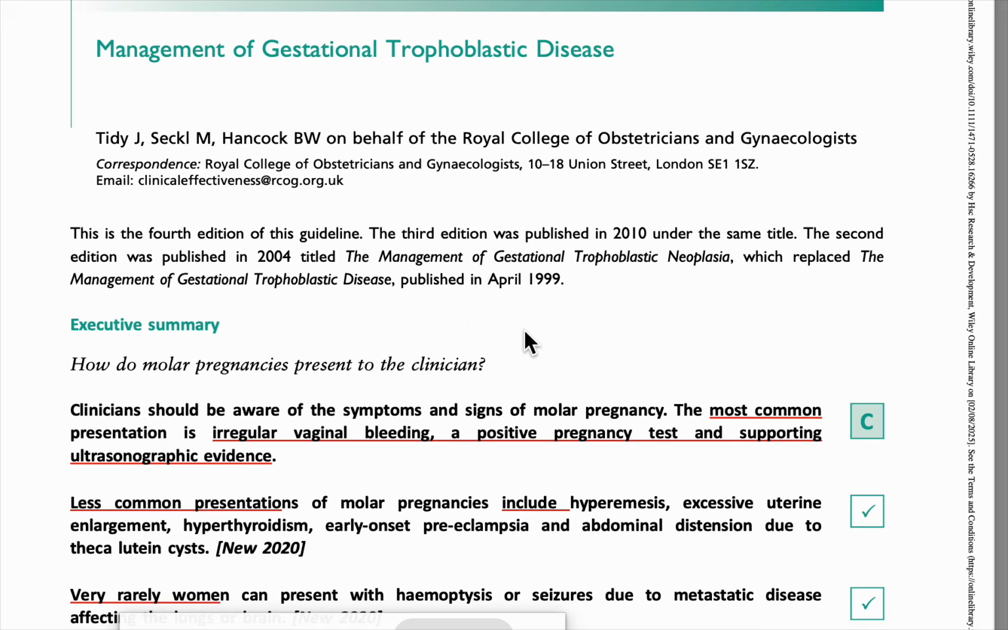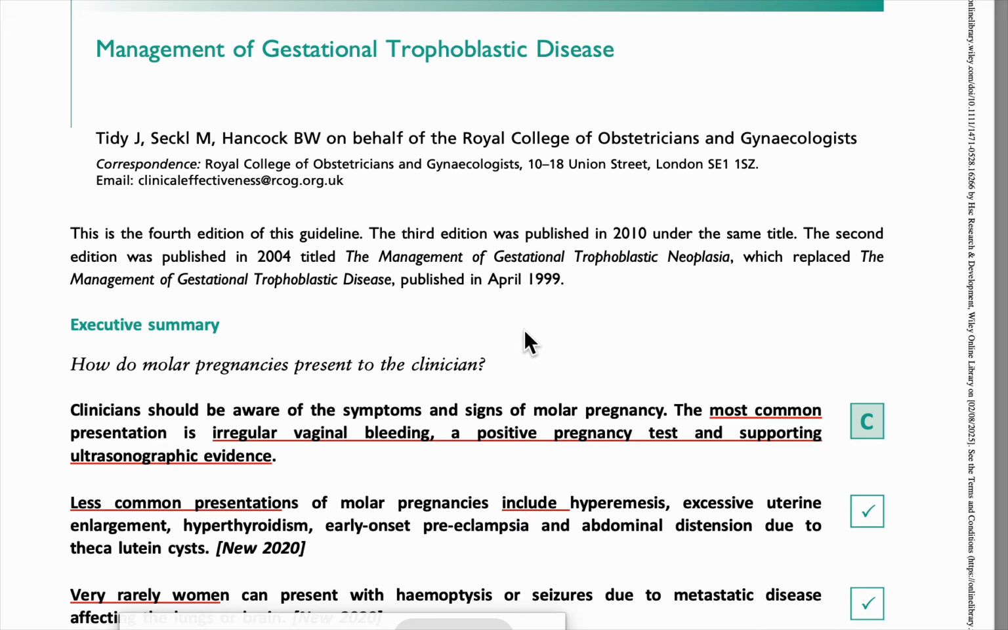Okay. So the first thing is how gestational trophoblastic disease presents, or what the complaint is. We have to remember three things in our mind about this. What are the symptoms a patient can present with? The MCQ can come like this: the most common presentation, less common presentation, and very rare presentation. Please remember these things.